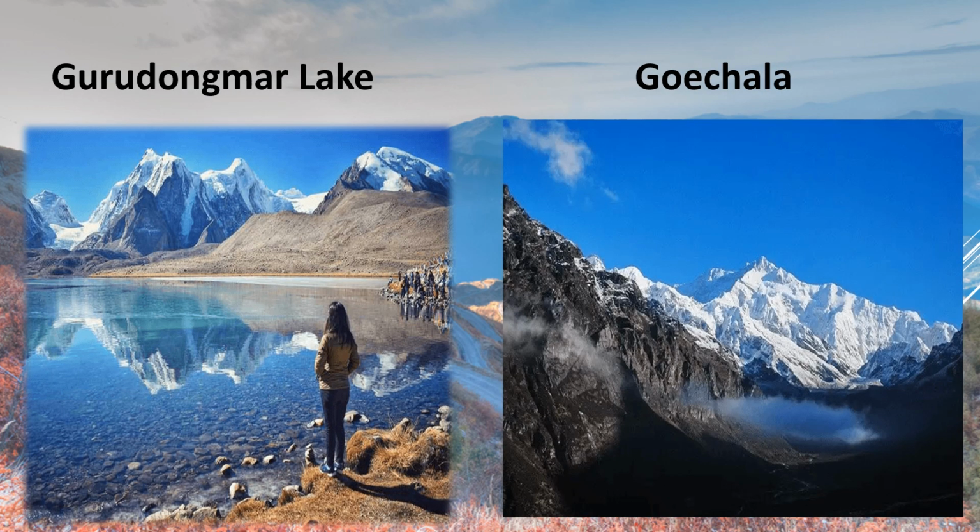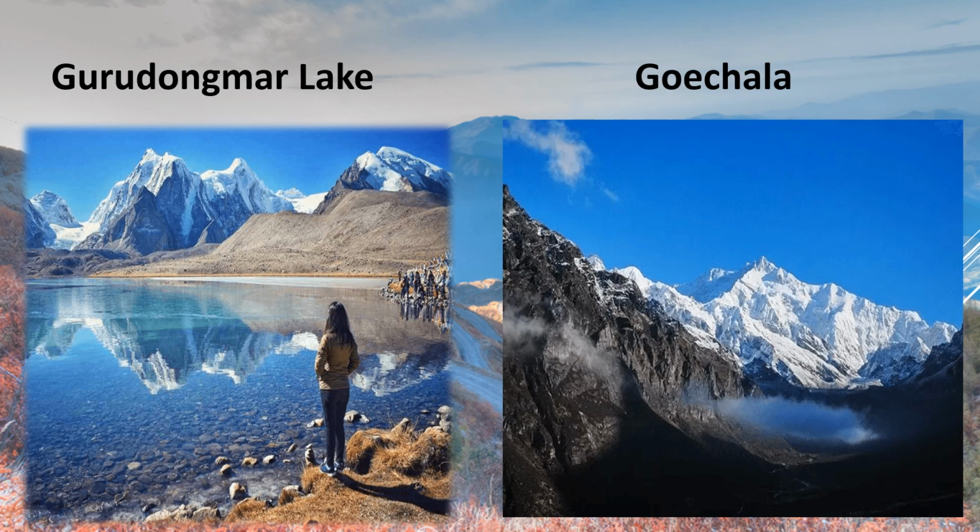Gurudongmar Lake is probably the highlight among all the wonderful places in Sikkim. This lake is one of the highest altitude natural lakes in the world. This lake is spread out over 290 acres and is surrounded by snow-covered mountain ranges all around. You might even feel that the ranges are floating away on the lake itself.